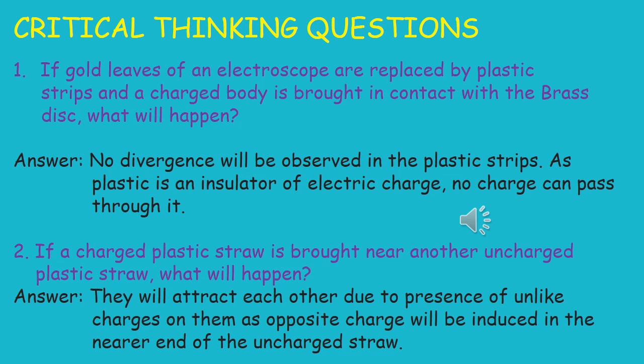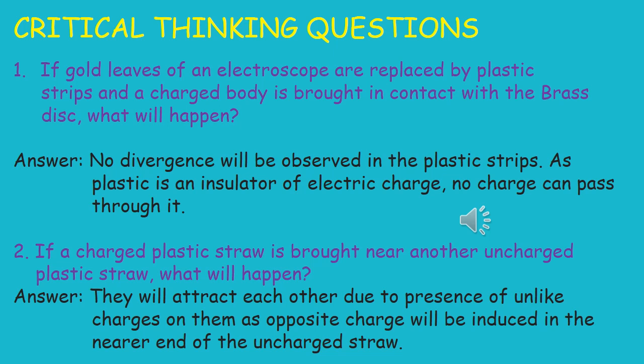As we know that plastic is an insulator of electric charge, when we touch the charged body with the brass disc, the free electrons will pass through the brass disc and brass rod, but plastic will not conduct charge. So no divergence, no repulsion will be seen in the plastic strips. So the electroscope will not function with plastic leaves.